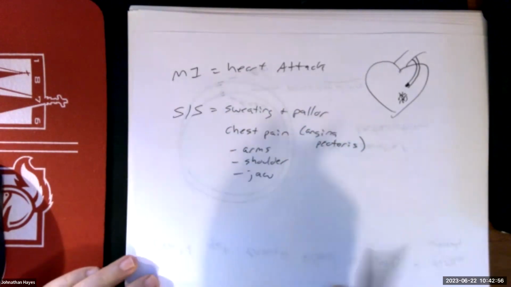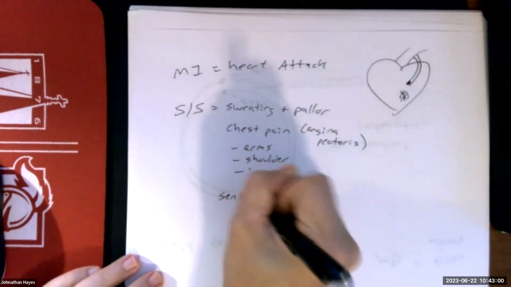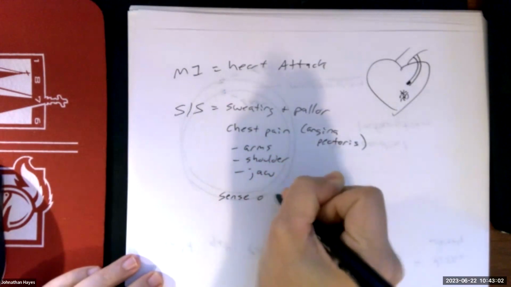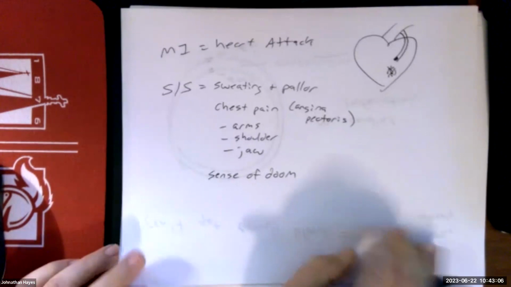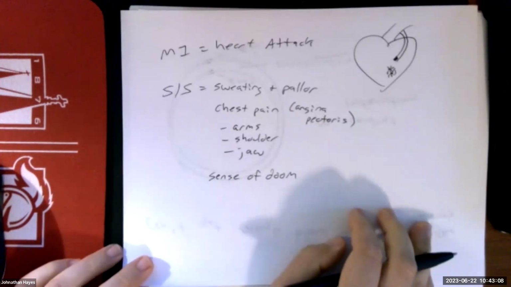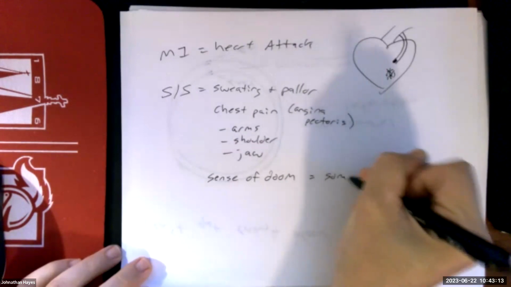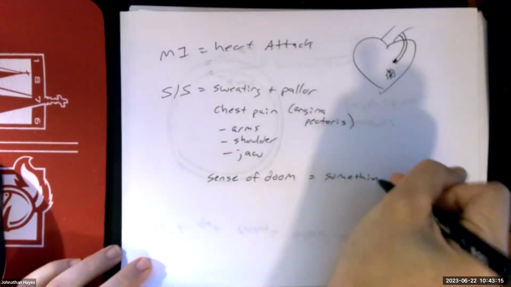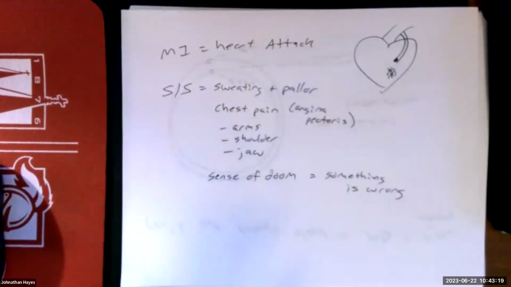So sweating, pallor, chest pain, they usually have some type of sense, or they'll say something that indicates there's a big deal. So sense of doom is what we sometimes call that. So they'll verbalize something ain't right. Something is wrong. That's what they'll say. They'll say something's wrong. I think I need to go to the hospital. Right?